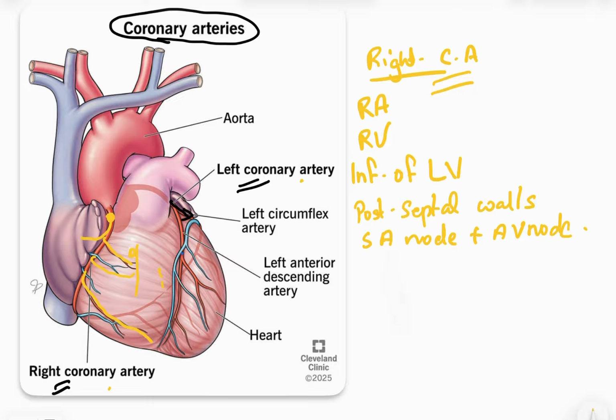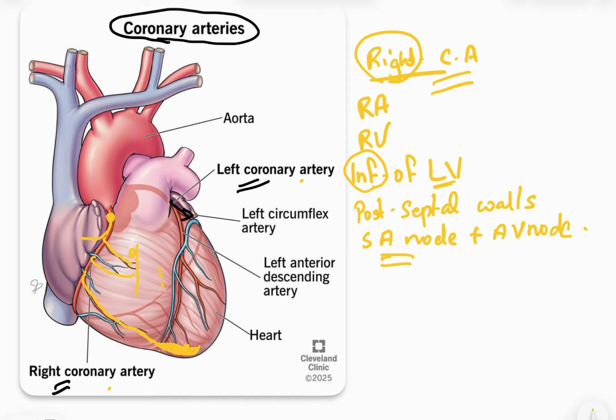To be honest, the SA node and AV node are present on the outer surface of the right atrium itself, so it's very easy to remember. The right coronary artery supplies the SA node and AV node. The only other thing is the left ventricle. What part of the left ventricle? Only the inferior portion of the left ventricle is supplied by the right coronary artery.